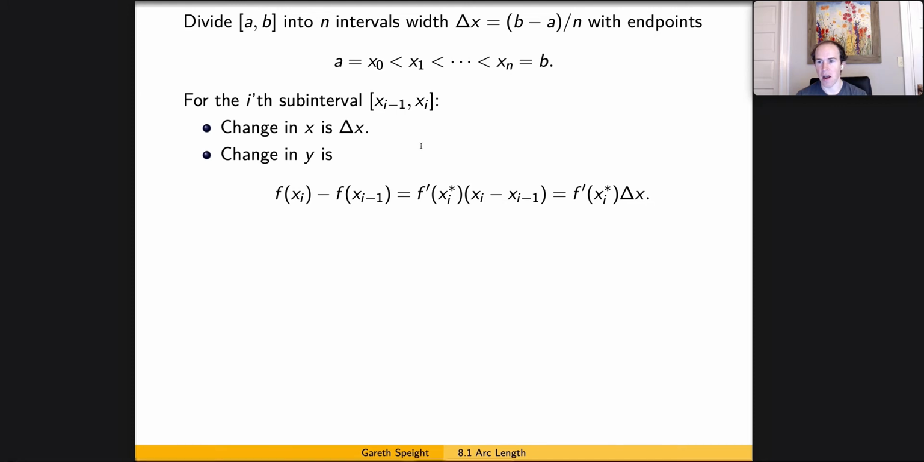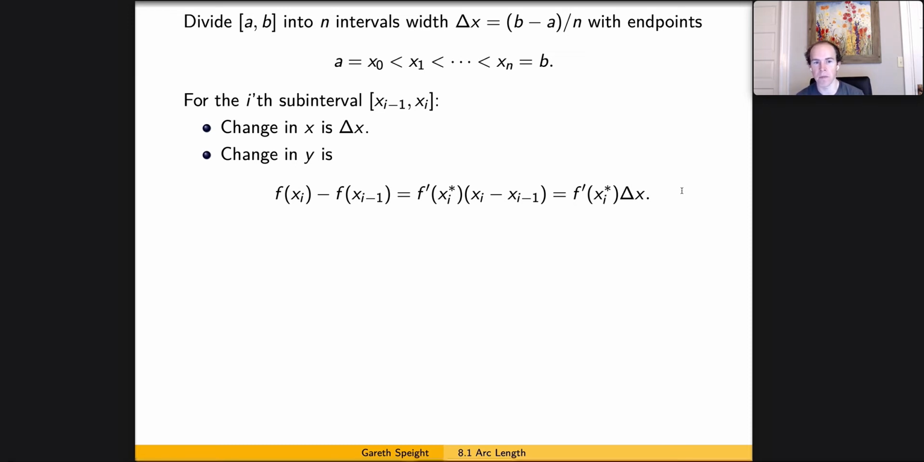But for reasons that are going to become clear in a second, it's going to be helpful if we use the mean value theorem to write this as f prime at xi star times xi minus xi minus 1. Remember, the mean value theorem said that if we have a change in our function, that's equal to the derivative at some intermediate point times the length of the interval, right? F of b minus f of a equals f prime of c times b minus a. Here xi minus xi minus 1 is just delta x. If you remember the mean value theorem, that's what we're using here. Otherwise, just take it as granted. Here, xi star is between xi minus 1 and xi.